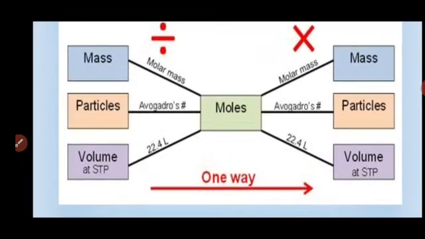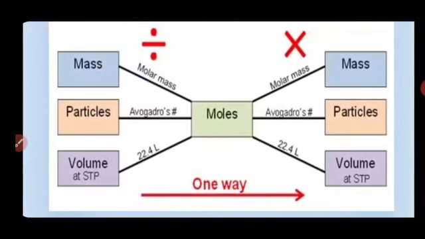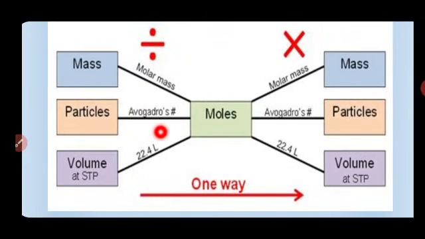So here in one example, the direction is given as one way, means from left hand side to right hand side. Now mass can be converted into moles just by dividing with molar mass. And if we multiply the same number of moles with molar mass, we will get the mass of that substance. Similarly, if the number of particles is given, if we divide by Avogadro's number, that is 6.022 into 10 to the power 23, we will get the number of moles. If we multiply, we will get the particles.